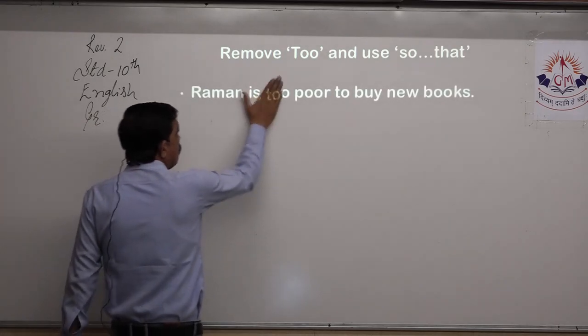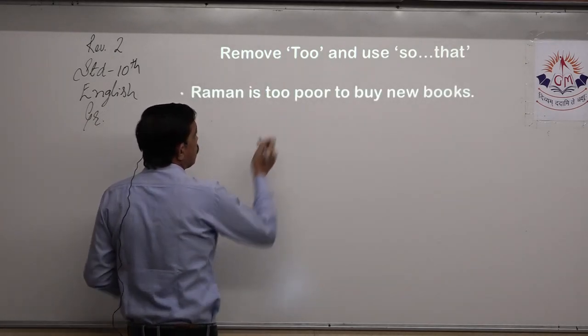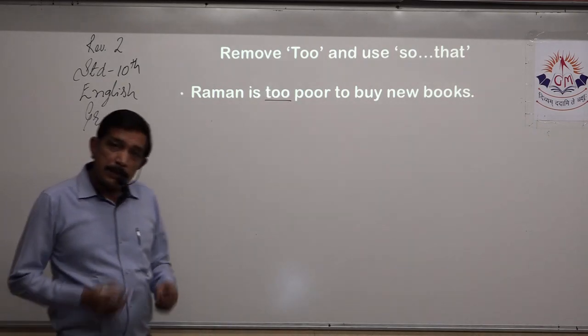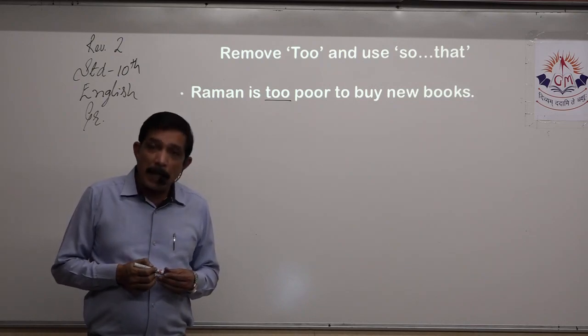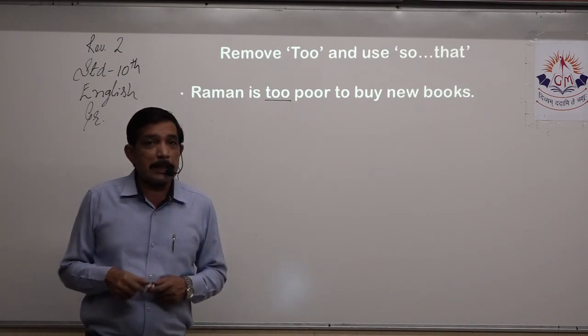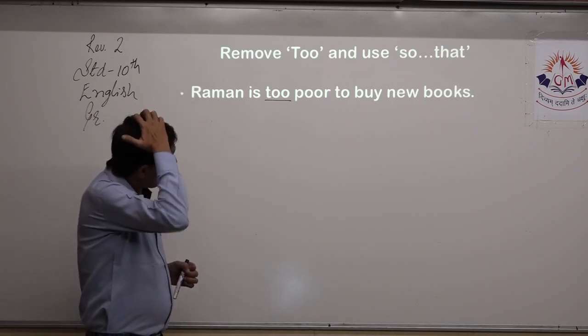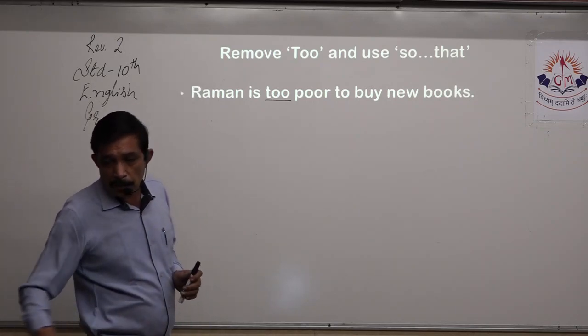Raman is too poor to buy new books. He is poor, but he is so poor that he cannot buy books, because in the sentence we have to remove to plus. Negation is not used, so when we use so that, negation has to be used.